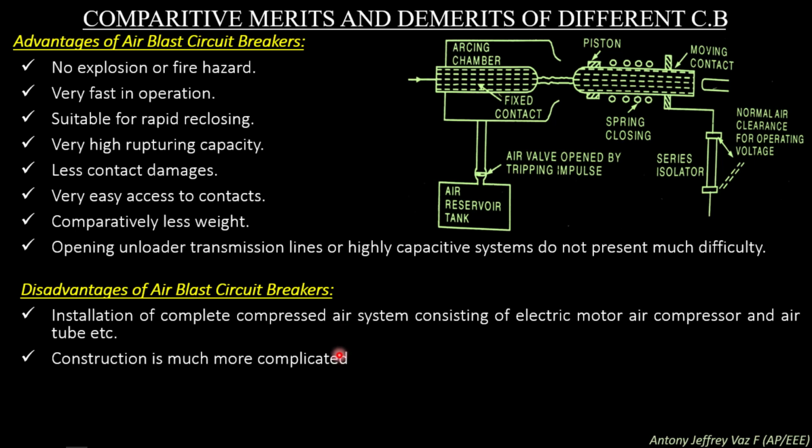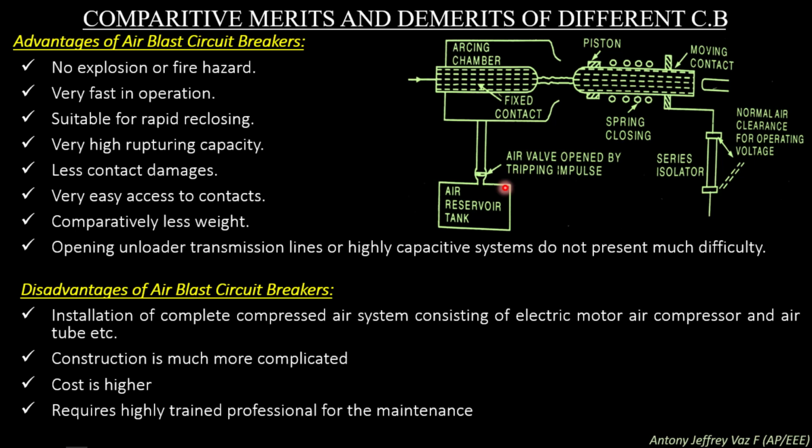Construction is much more complicated, because the compressed air is present in the tank, so there should be no leakage of this compressed air. So construction of the compressed air system is a complicated design. Cost is higher because the compressed air should not leak. Very high grade steel tubes are to be used to maintain the pressure of the compressed air, so the cost of the air blast circuit breaker is higher.